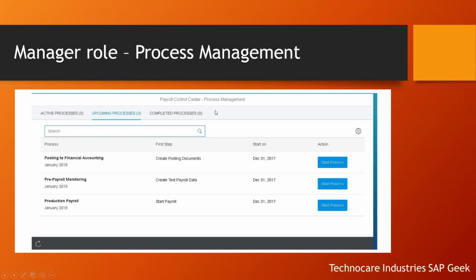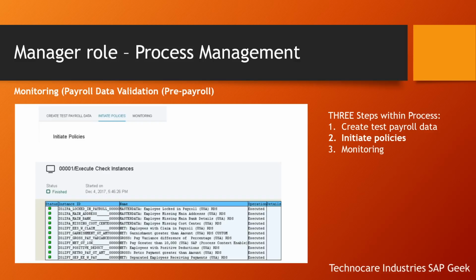Again the corresponding 6 steps are there that he will confirm and start from here, and then once that is completed, he will move on to another process. So this is the cycle in which payroll manager will be working. Okay, so this is the manager role. Let us move on to a little bit detail.